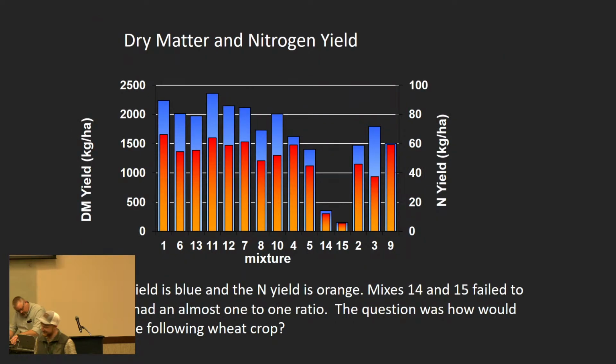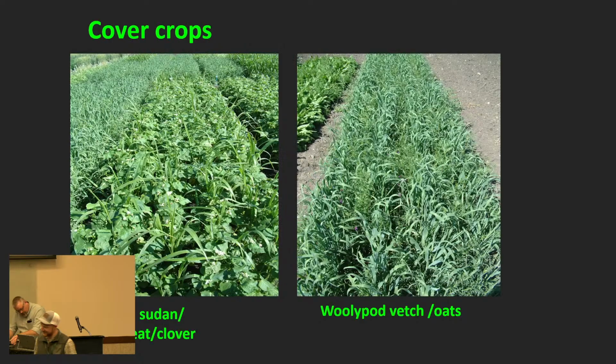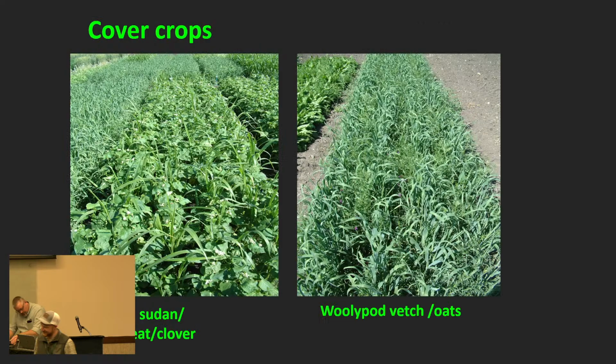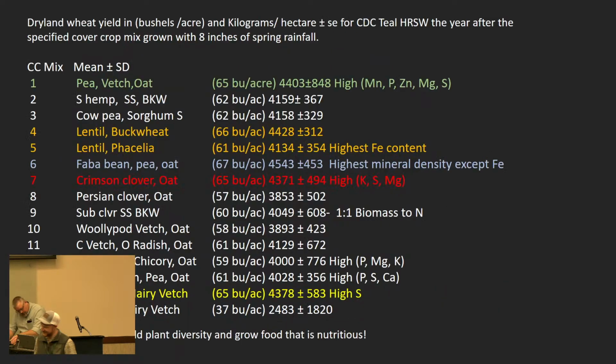And what happened there was, well, number 9, let's go back to that slide so everybody can see. Number 9 was subclover, sorghum Sudan, and buckwheat. And you can see it was 1 to 1. So for every pound of biomass, I grew a pound of nitrogen. Well, that seemed like a good idea. And then we grew wheat, CDC Teal, afterwards. And we looked at, well, what happens to the subsequent crop?